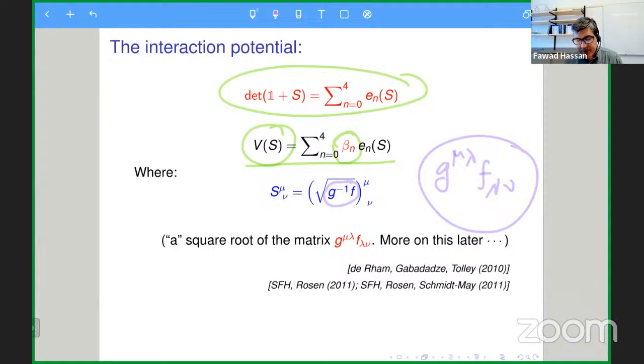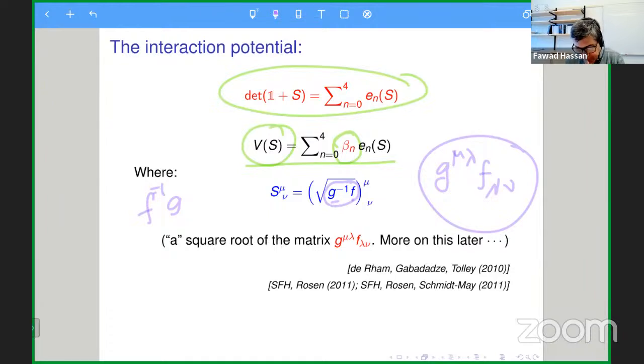And the square root of a matrix is an interesting beast. It has very interesting properties, and it's much, much more complicated than the normal square root of a number. So that's the crucial point, that the interaction in this theory is formulated in terms of the square root of a matrix. And that matrix is the inverse of G times F. You can also look at F inverse G, it doesn't matter. You can equally well formulate it in terms of F inverse G.